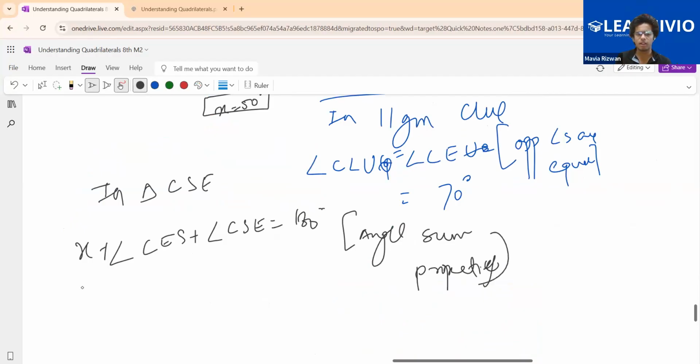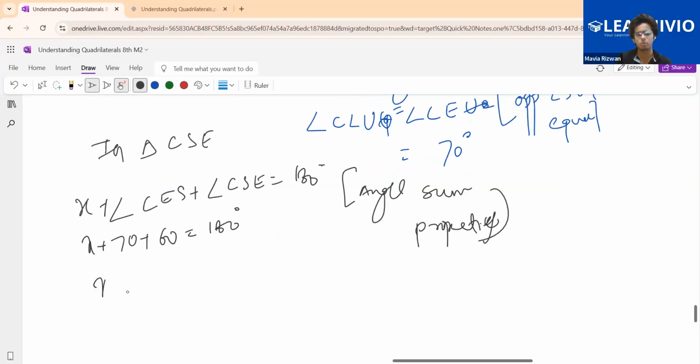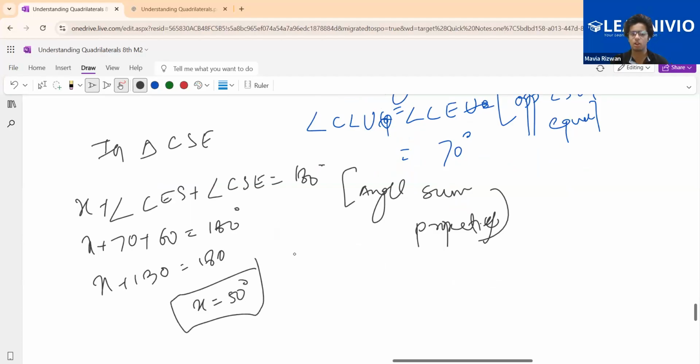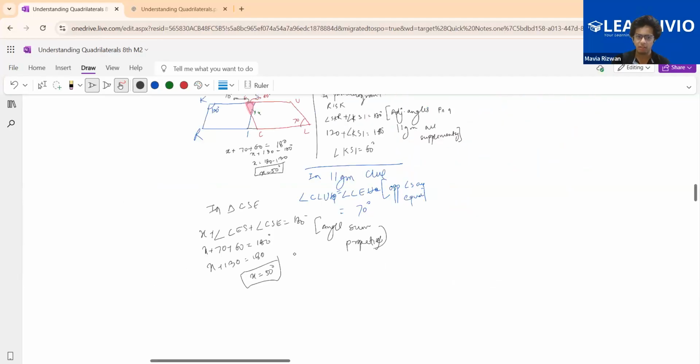So now write x plus 70 plus 60 is equal to 180. Now I explained it to you: x plus 130 is equal to 180, so x is equal to 50 degrees. Is this clear, all of you? How to do this question?